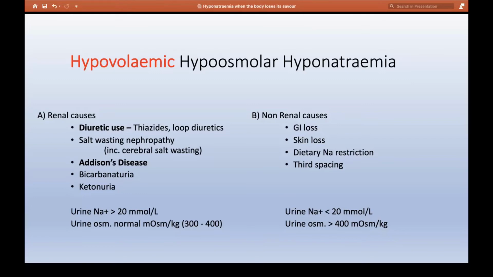Non-renal causes. How does the body get rid of the salt through means other than the kidney? Somebody has persistent, profuse diarrhea. Somebody has relentless vomiting, they will lose the sodium.